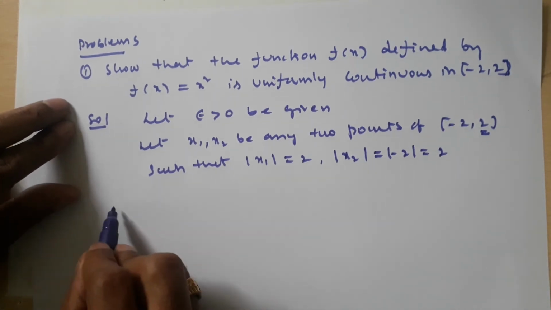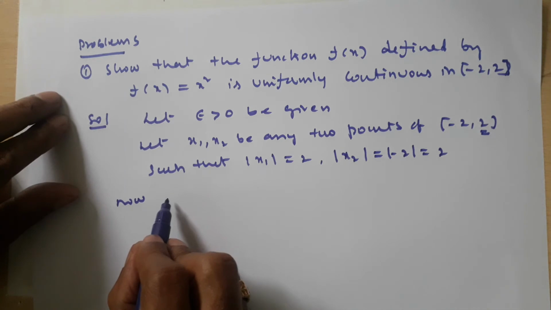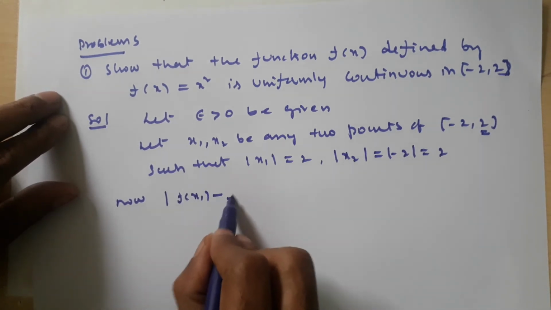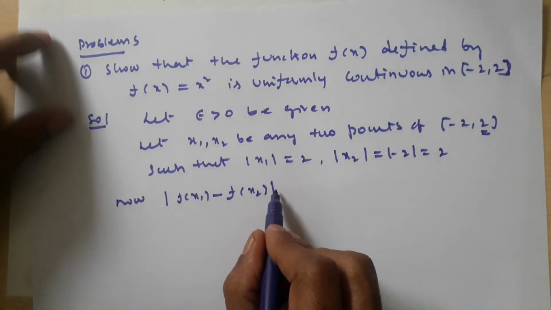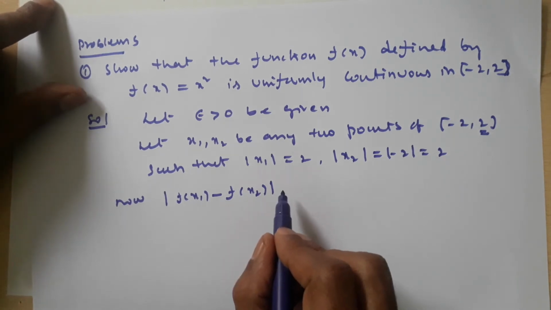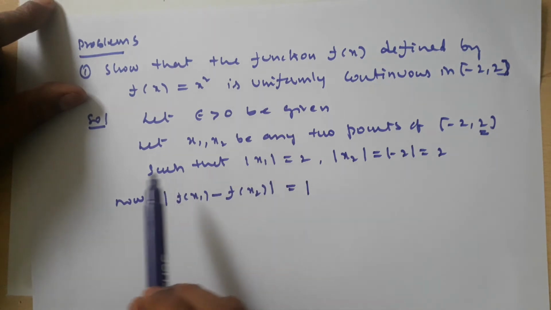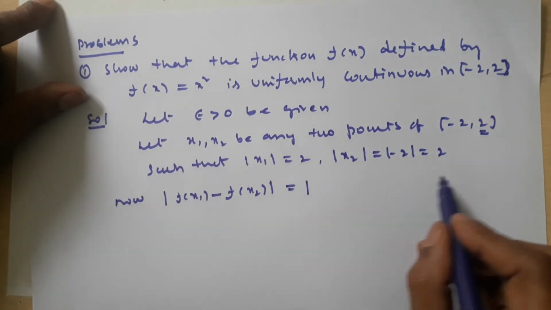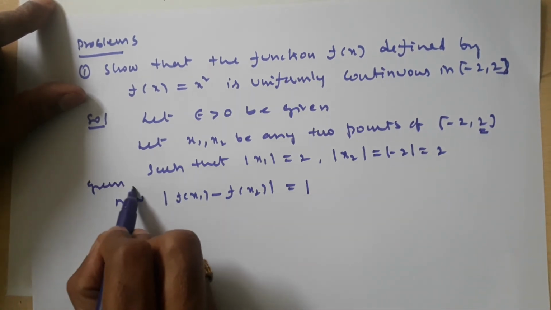Right. Now, mod f of x1 minus f of x2 is less than epsilon, we can prove for the uniformly continuous definition. What is f of x1? f of x1 is x1 square. Here we can write the function also.